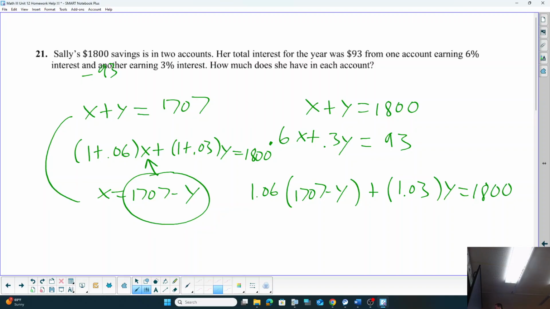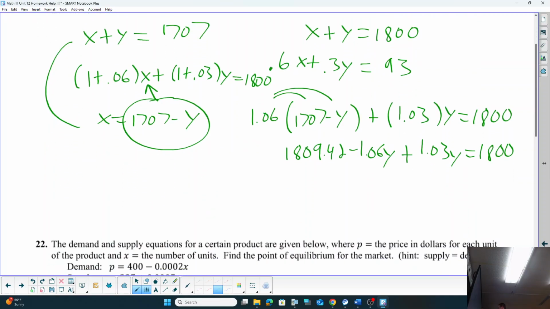Nice. So then we distribute that through, and we get 1809.42 minus 1.06y plus 1.03y equals 1800. Almost there, guys. Thanks for staying tuned. Okay, let's see here. So then we're going to go ahead and combine that together. What happened there? Oh, okay. So then they minus the 1800 over to the other side, I guess. There we go. And that gives us the 9.42.